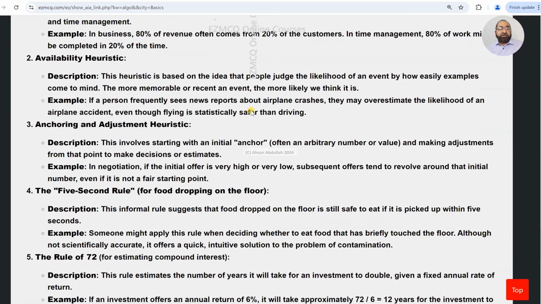Okay. Availability heuristic. The heuristic is based on the idea that people judge the likelihood of an event by how easily examples are available. For example, people overestimate the likelihood of an air accident, while air travel is much safer than driving. Of course, in case of an air accident, there is less likelihood of a safe exit from the site of the crash. That is true, but statistics show that there are more driving accidents as compared to air travel accidents. But that is a heuristic. Okay.